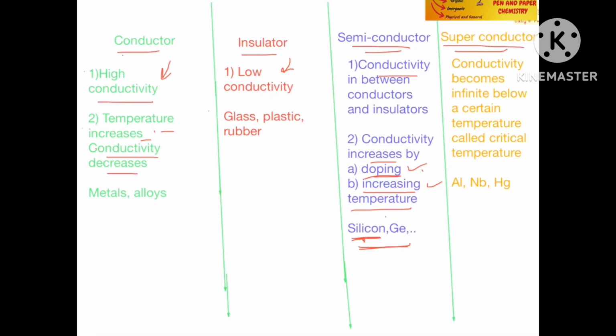A very interesting class of materials is the superconductors, whose conductivity becomes infinite below a certain temperature, and we call that temperature the critical temperature. There's a whole chapter based on this if you are interested in learning more about it. Let's go on to the concept of electrochemistry, continuing with what we have been studying till now.